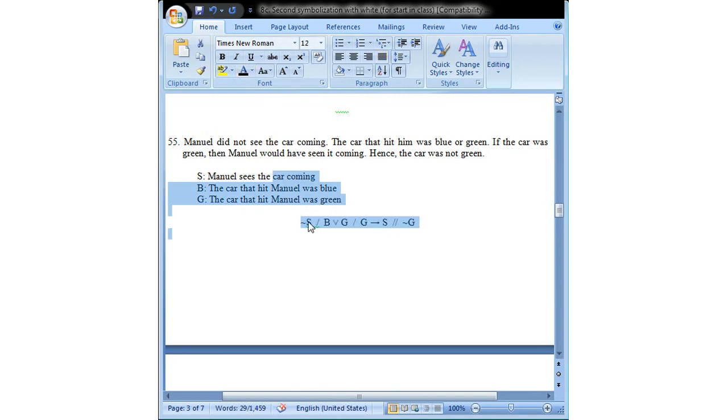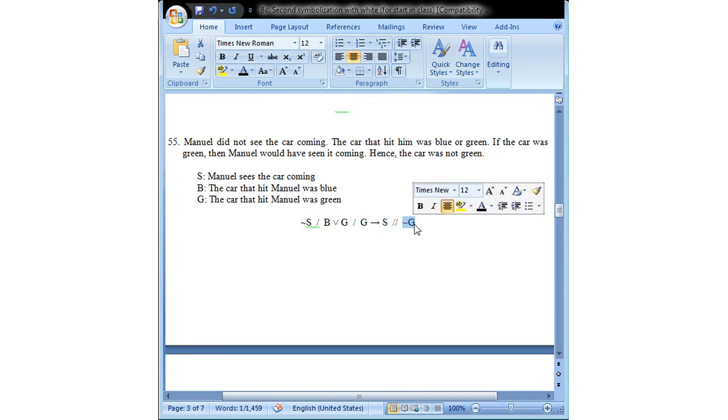Right, so what you're going to do for your homework. Not S, so Manuel did not see the car coming. B or G, so the car that hit him was blue or green. If it was green, then he saw it coming. Therefore, the car was not green. There you go. And this was question 55.